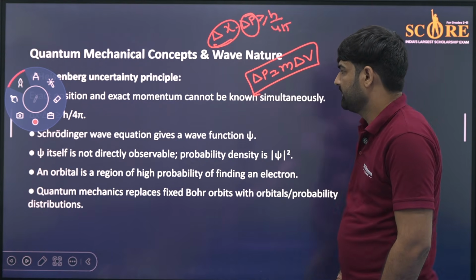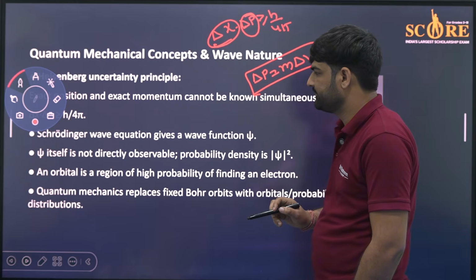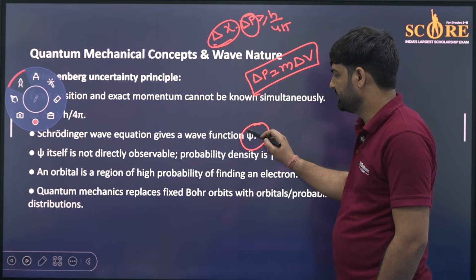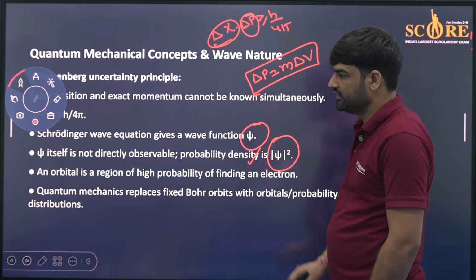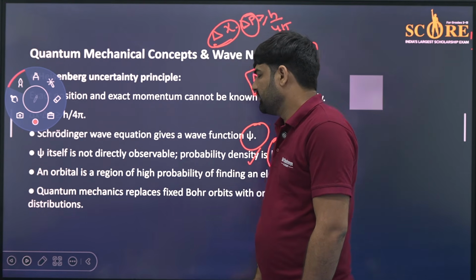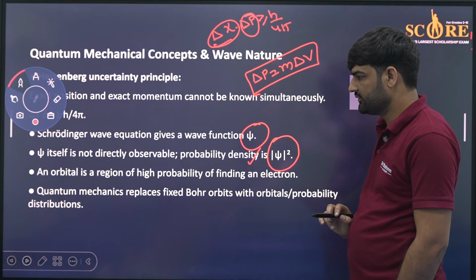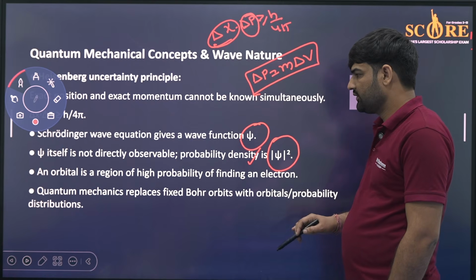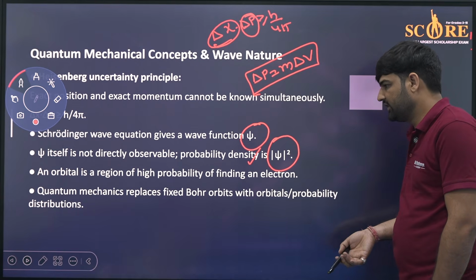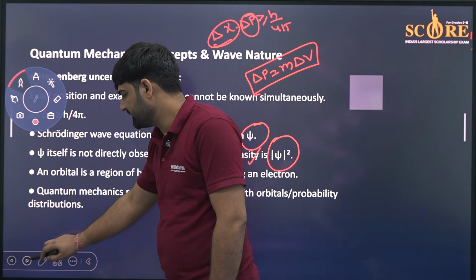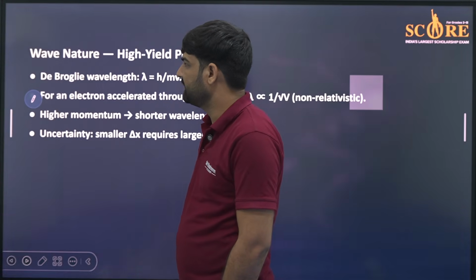So next, in the Schrödinger wave equation, psi is the wave function and psi square mod is the probability density of finding the electron. Orbital is a region of high probability of finding an electron. So quantum mechanics replaces the fixed Bohr orbit with orbital probability distributions. These are the points related to the quantum mechanical model.